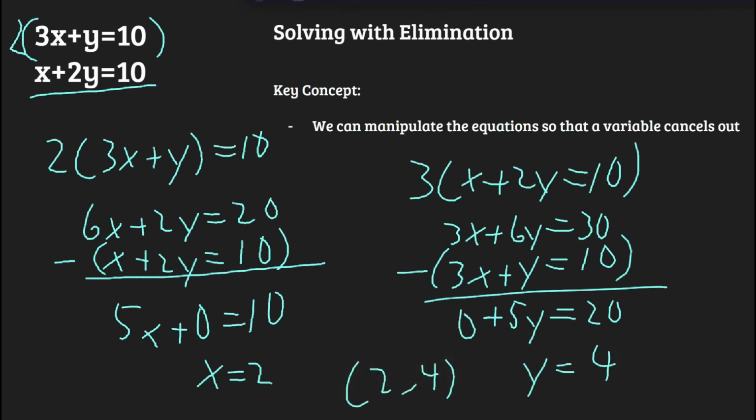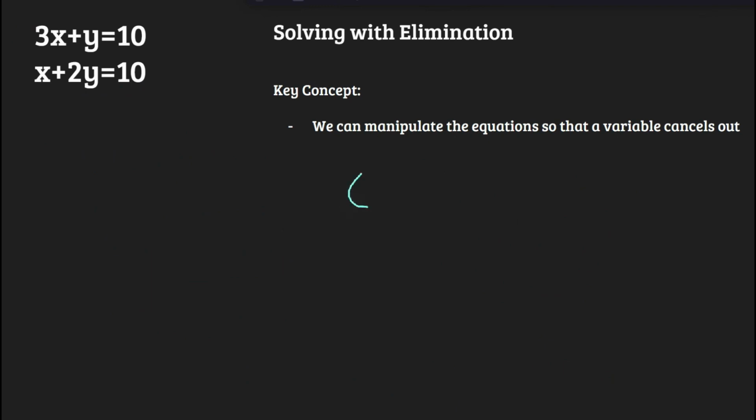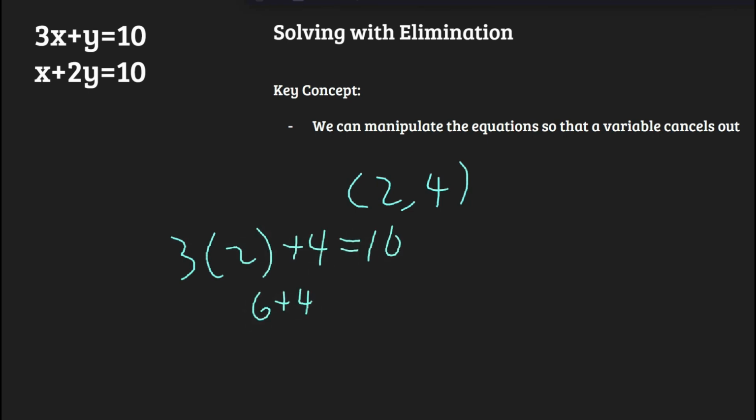And if we wanted to, we can just substitute in either of these numbers just to make sure we're right. So I'm getting 2 and 4 here, so let's try this. I have 2 and 4. Let's do it in that first equation. 3 times 2 plus 4 is equal to 10. 6 plus 4 is equal to 10. And then perfect, 10 is equal to 10. So it works for that first equation, so that works.